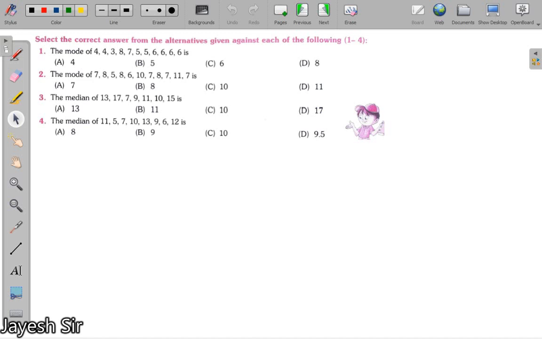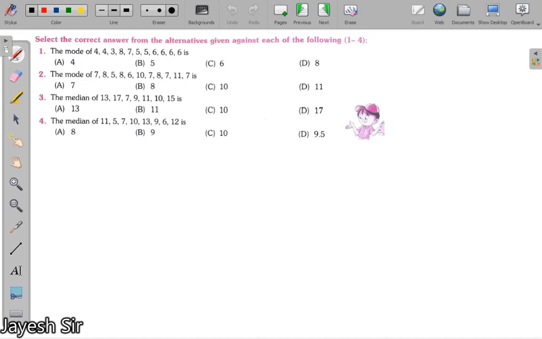Now these are option type questions, question number 1, 2, 3, 4. In these questions we have to either find out the mode or the median. I will leave the mode question to you. We will discuss median. Mode is quite easy. First of all, you arrange the numbers in ascending order like this, and after that you write down the mode, which is the most frequent number. The number which is repeated most is the mode.